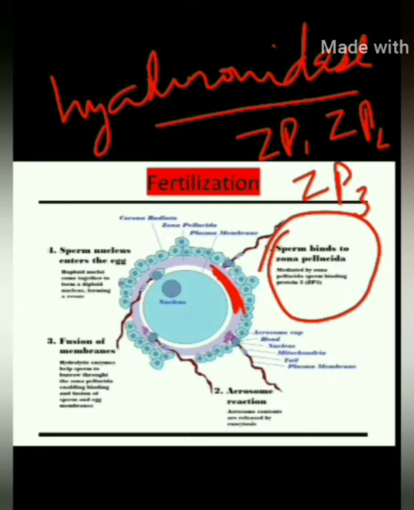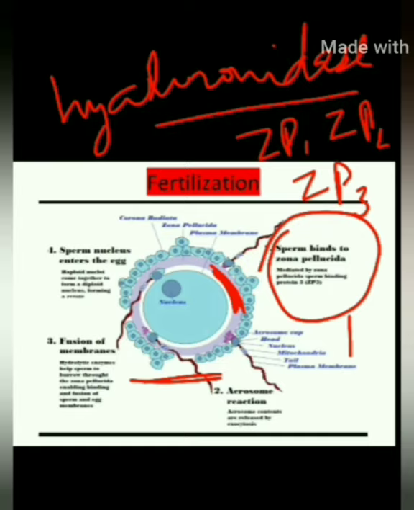Now the next step occurs. As soon as the sperm enters through the zona pellucida, some physiological changes take place in the ovum, and it doesn't allow the entry of any other sperm. It allows the entry of only one sperm. That is why it ensures monospermy. It doesn't allow polyspermy. When more than one sperm enters, that is called polyspermy.